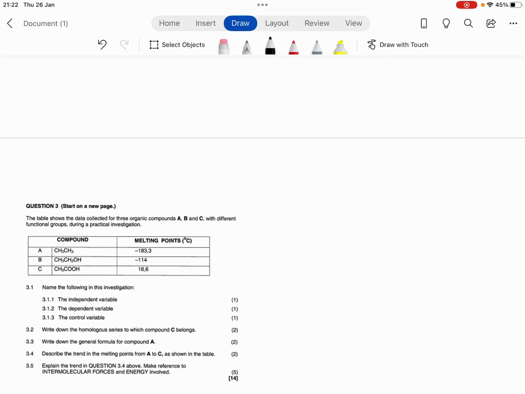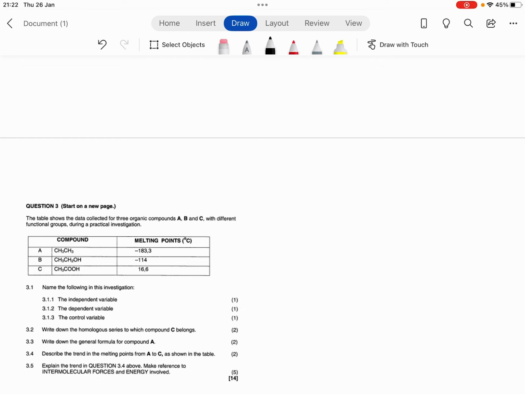The second way is to use the general formula of the homologous series. Every homologous series has its general formula. So you're going to count the number of carbons, the number of oxygens, and the number of hydrogens, and see if it fits within one of those general formulas. The third way is to simply draw it out and try to use some visual analysis to see if you recognize which homologous series it belongs to.